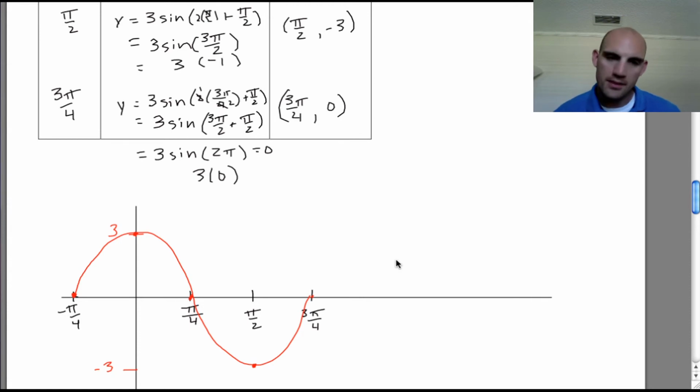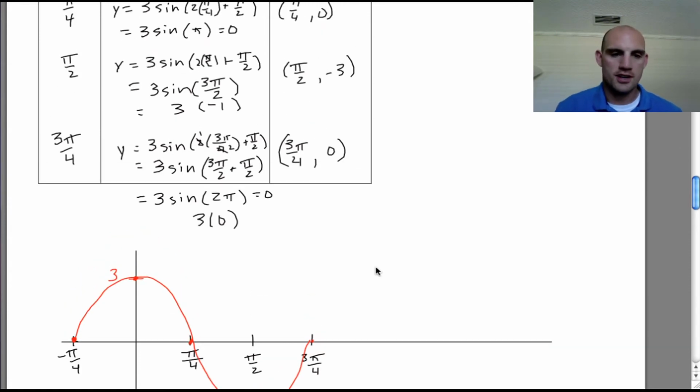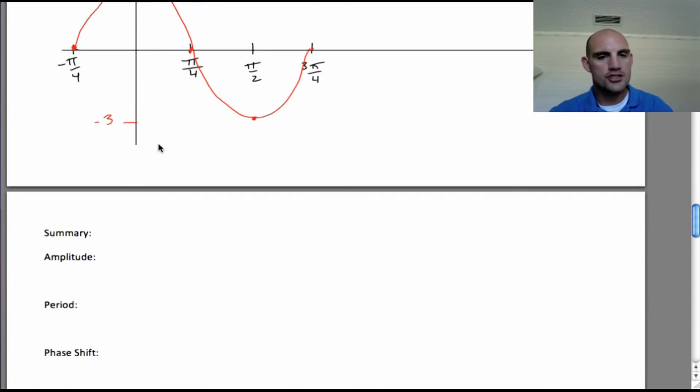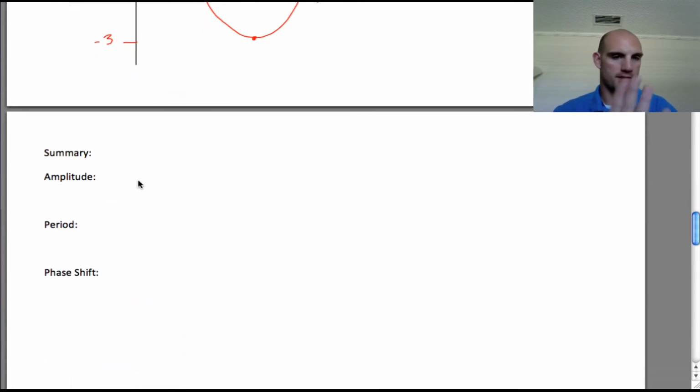Now, let's look at how this is affected. The phase shift was negative pi over 4, right? We're back pi over 4. Well, if we take pi over 2, we're going back pi over 2, but we're dividing that in half by this factor of 2 here. And so here's a generalized piece of how we do this.